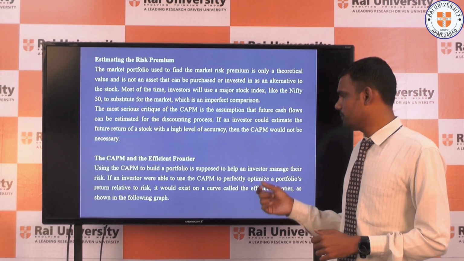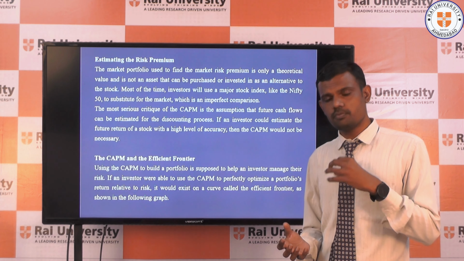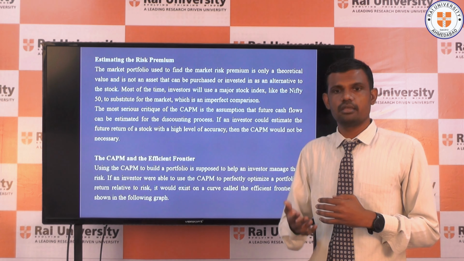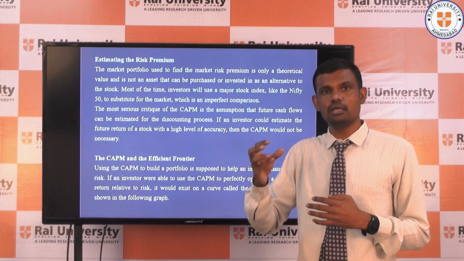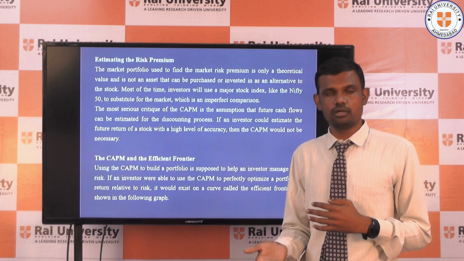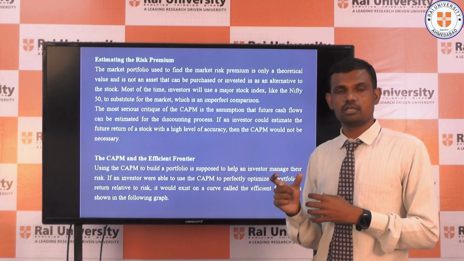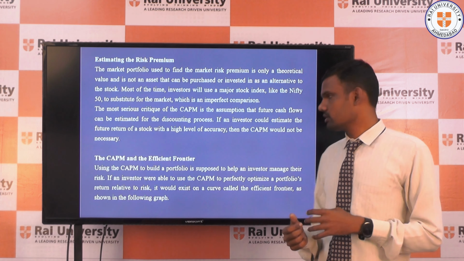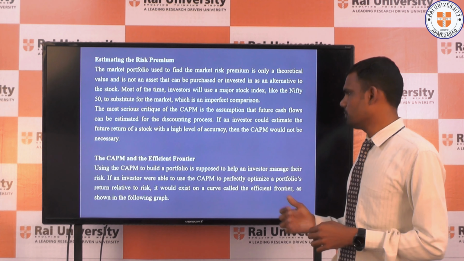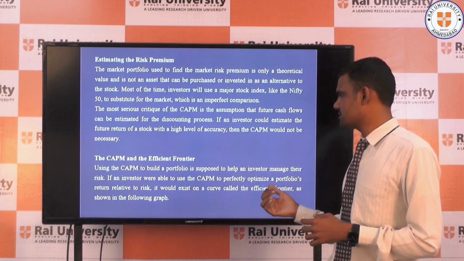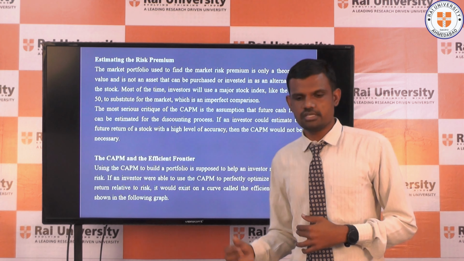Now, another topic: CAPM and the efficient frontier. Building a portfolio using the CAPM model is supposed to help investors manage their risk. Here by use of CAPM we can manage the risk. We can check whether I am getting more return in comparison to taking less or more risk. So this is possible here. We can measure whether I am getting more return or not. Another point: if an investor were able to use CAPM perfectly to optimize portfolio return relative to risk, it would exist on a curve called the efficient frontier, as shown in the following graph. So let's see that graph.